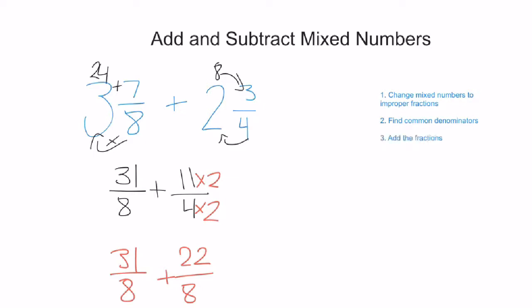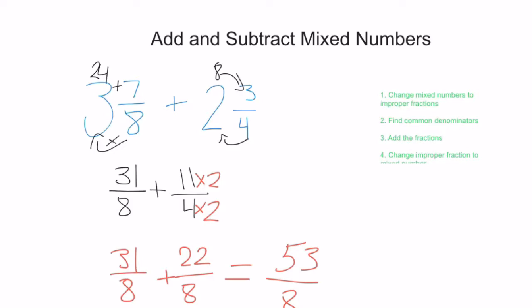So now I can simply add the fractions because I have my common denominators. 31 plus 22 is 53, and my denominator remains the same. So I can see now that I have an answer to my question. However, if you were given a mixed number addition problem, your answer should be in a mixed number. Even though this is equal to a mixed number, I still should provide the answer in the form it was given. So my last step here is to change the improper fraction to a mixed number.